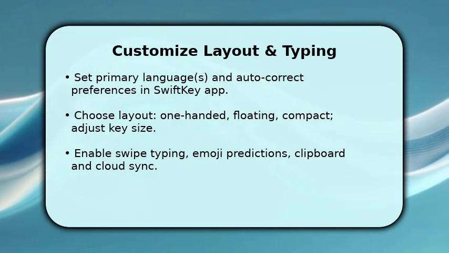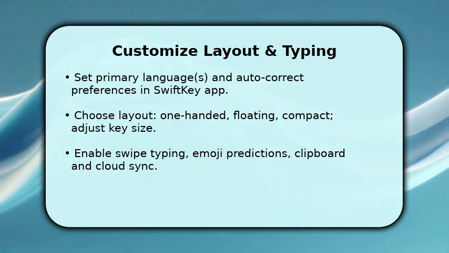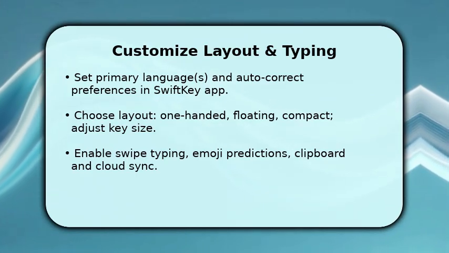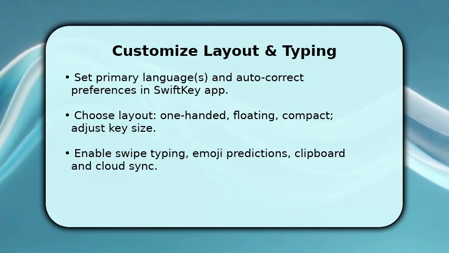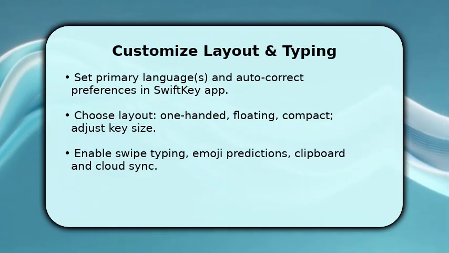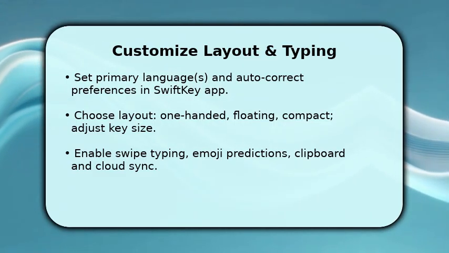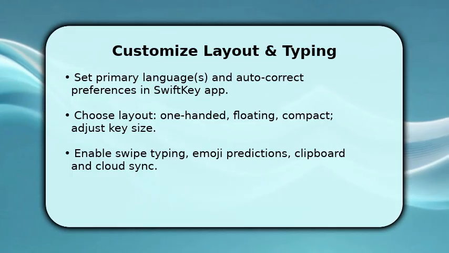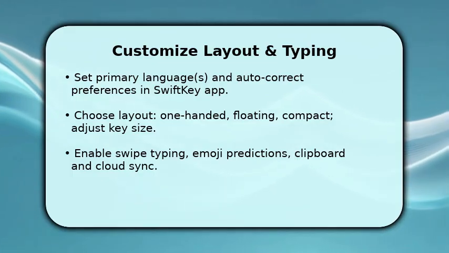Open the Swiftkey app to add or prioritize languages and toggle autocorrect and punctuation preferences so suggestions match your style. Then select a layout, one-handed, floating, or compact, and adjust key size to reduce typos. Enable swipe typing for faster input and turn on emoji predictions and clipboard syncing to speed messaging.